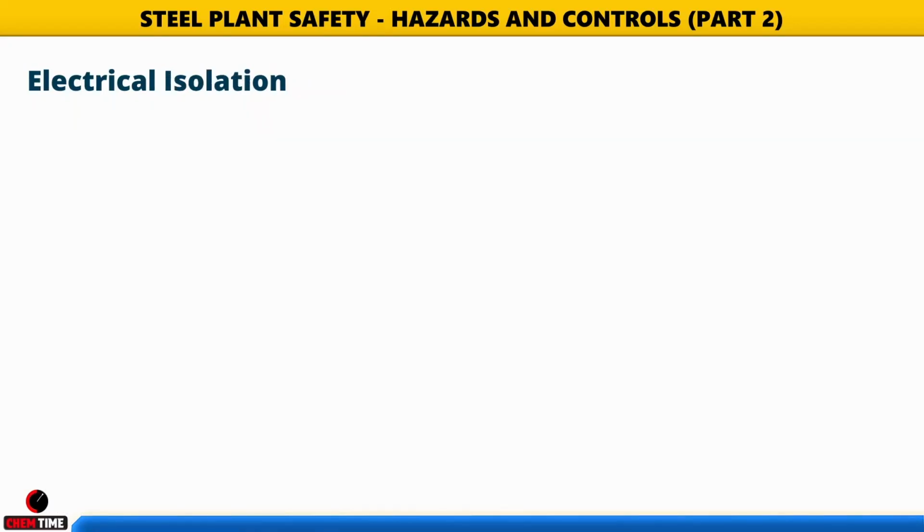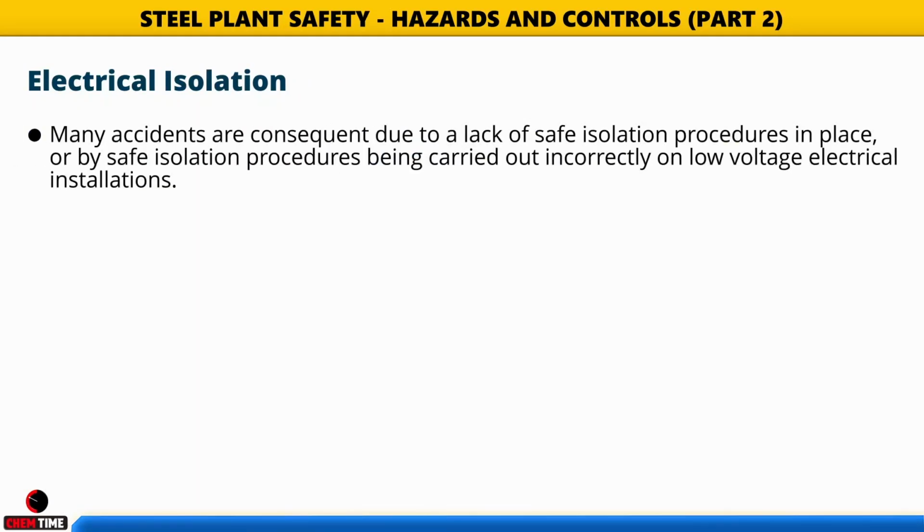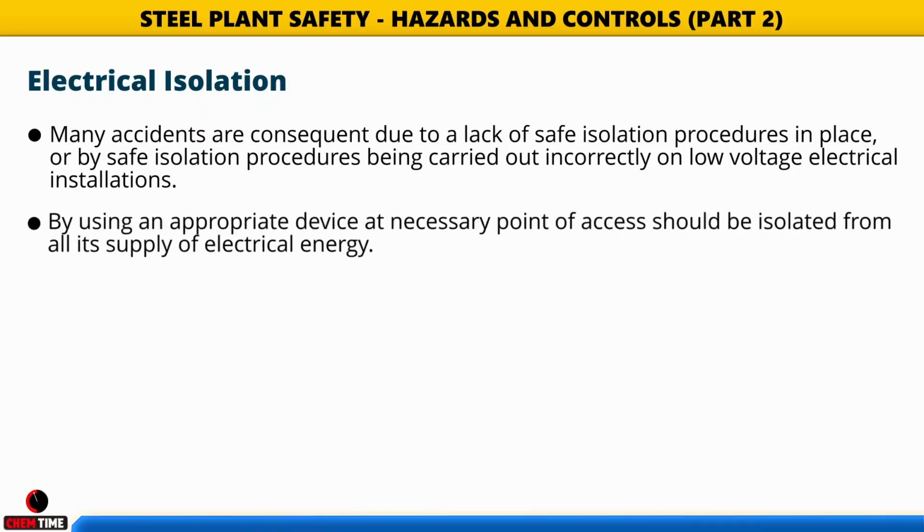It's important to have electrical isolation. How could it be done? Many accidents are a consequence of a lack of safe isolation procedures, or of safe isolation procedures being carried out incorrectly on low voltage electrical installations. By using an appropriate device, the necessary point of access should be isolated from all its supply of electrical energy.